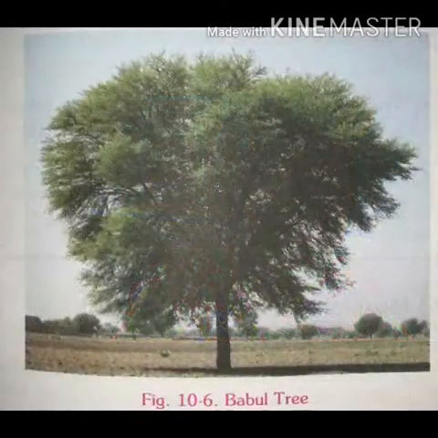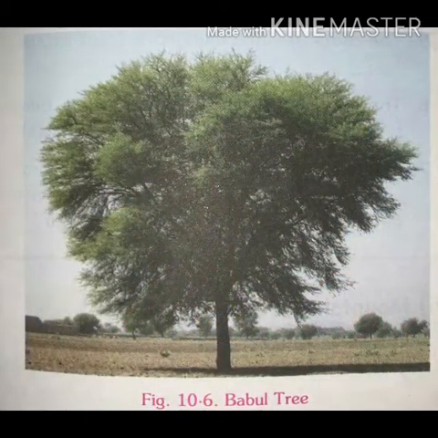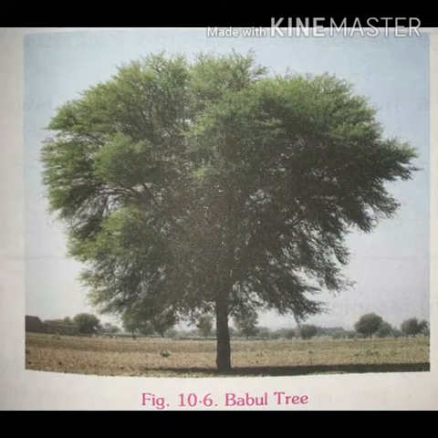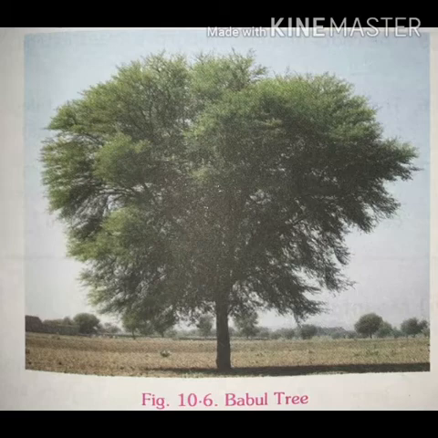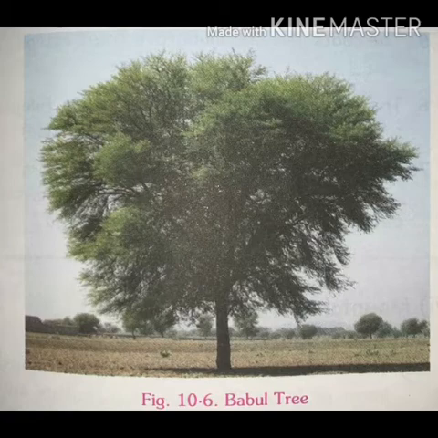Children, this type of forest is found in areas where the rainfall is about 50 to 100 centimeters. The leaves of these forests form spines so that they can reduce the loss of water. As the rainfall is less there, they have adapted themselves in this way so that they can reduce the loss of water. Short scrubs and thorny plants like kikar and babool are found in this area.